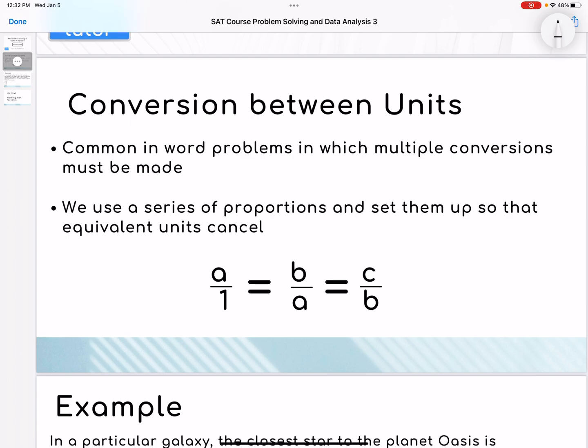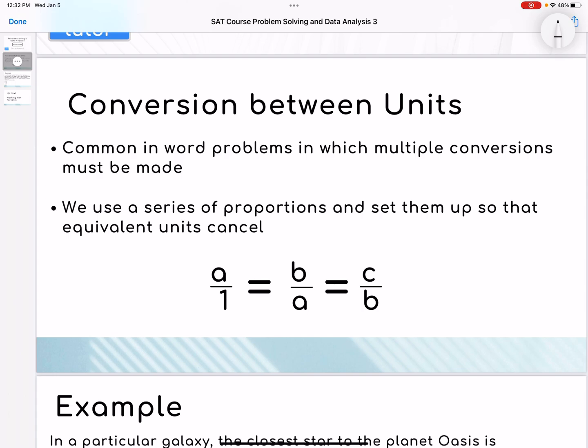In this case, when we have multiple conversions to be made, we're going to use a series of proportions like we learned about in our last video, and we're going to set them up so that equivalent units will cancel as we go along. And what this means is if we look at that parent function there, we have a over 1, which is where we start, whatever unit we start in, is equal to b over a, is equal to c over b, and so on and so forth if we needed more conversions to be made within one problem.